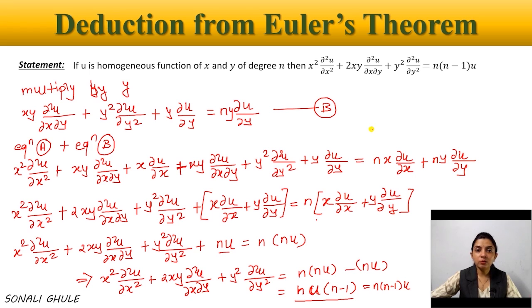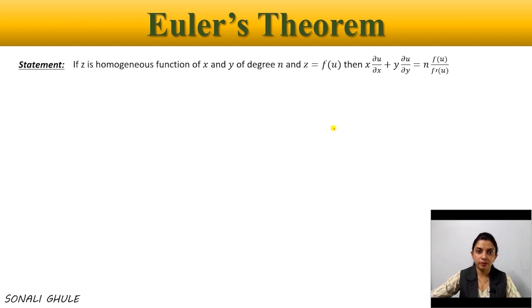Now this is the first deduction that we have taken from Euler's theorem. Now the next deduction also we are going to have from this Euler's theorem.